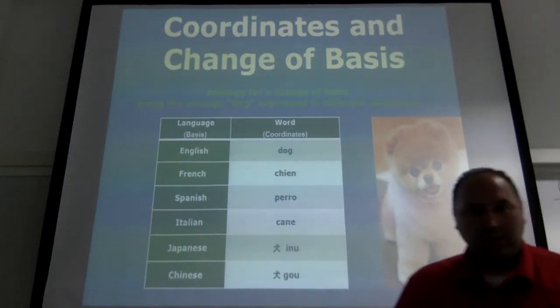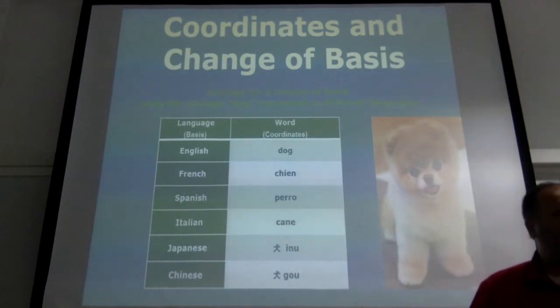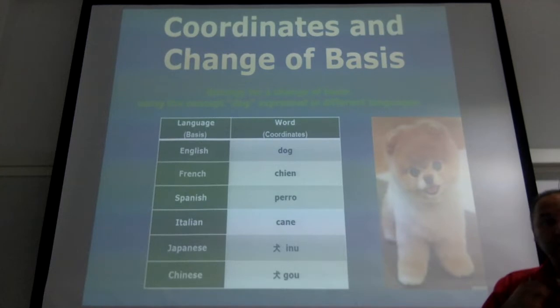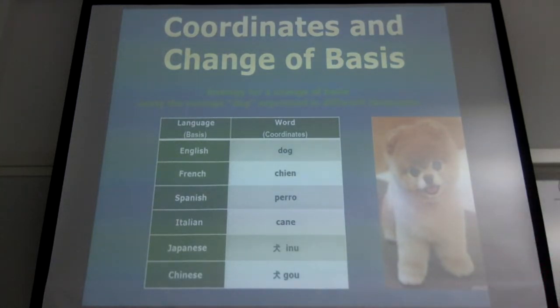Hello people, so we are in chapter 4, section 6, coordinates and change of basis. We are going to start with an analogy, so you understand exactly what's going on. It's very simple if you understand what's going on.